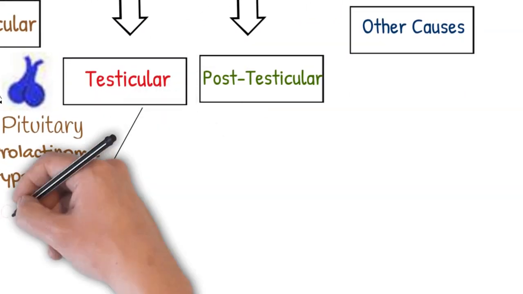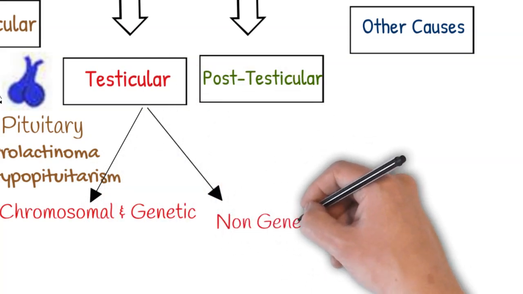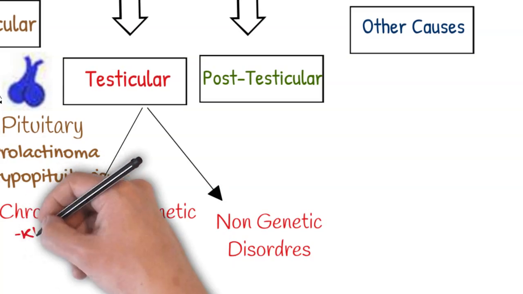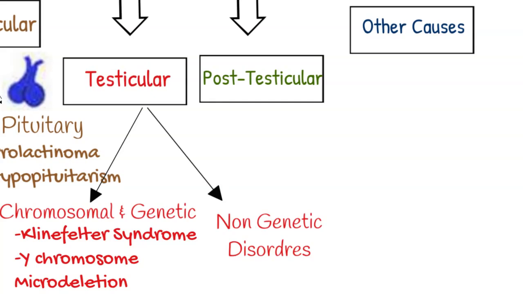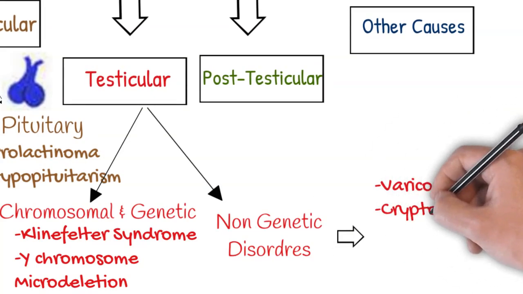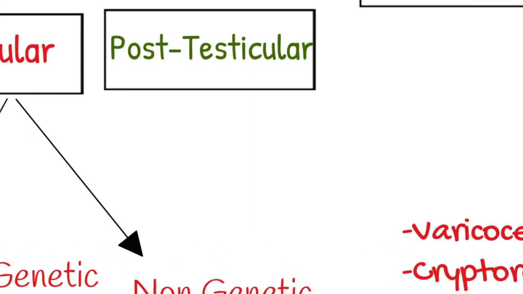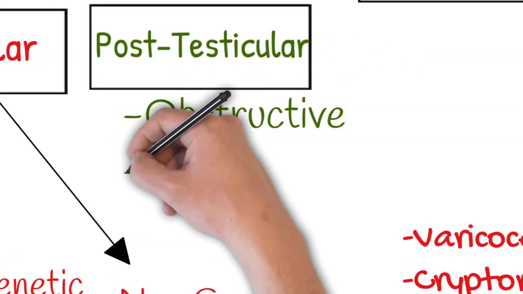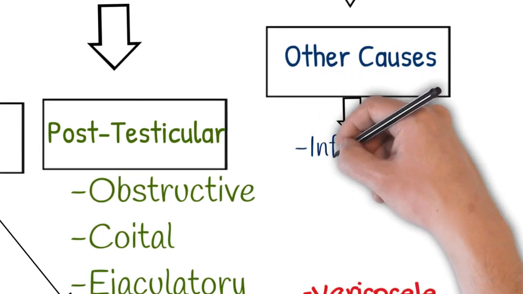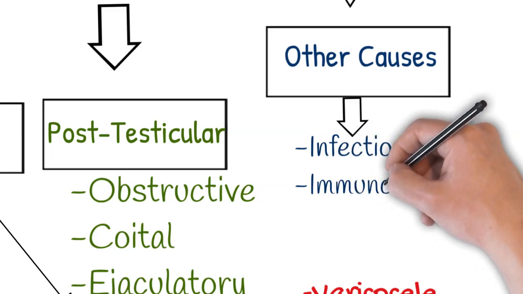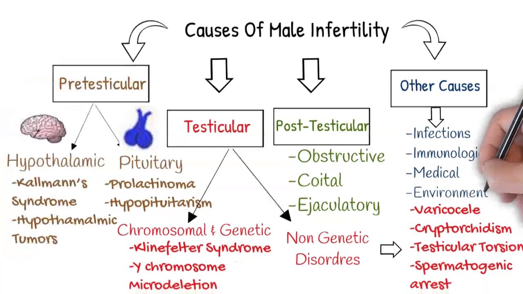التستيكولار كوزز او المشكله في التستس نفسها، ودي احنا بنقسمها جزئين كبار: كروموزومال او جينيتيك كوزز والنون جينيتيك ديس اوردرز. الكروموزومال كوزز واشهرها حاجه اسمها كلاين فيلتر سندروم والواي كروموزوم مايكرو ديليشن. النون جينيتيك ديس اوردرز اهم حاجه فيهم الفاريكوسيل، الكريبتوركيديز، تستيكولار تورشن وسبرماتوجينيك ارست. البوست تستيكولار كوزز ودي انكلود الاوبستراكتيف انفيرتيليتي، كويتال كوزز، ايجاكولاتيف ديس اوردرز. Other causes of male infertility include infectious causes, immunological infertility, medical causes, and environmental causes.